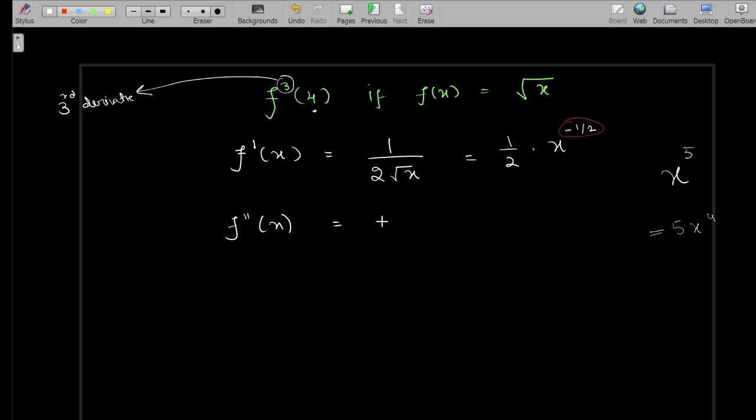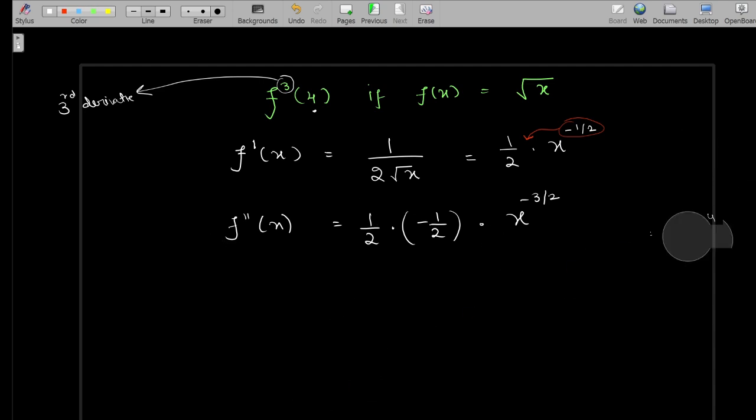And what will be the coefficient? This comes forward. And you already have a 1/2. So 1/2 times negative 1/2 times x raised to negative 3 over 2. Is that right? Yes, this is correct now.